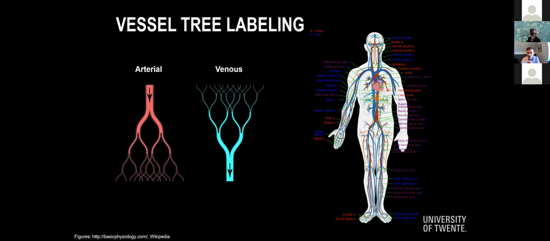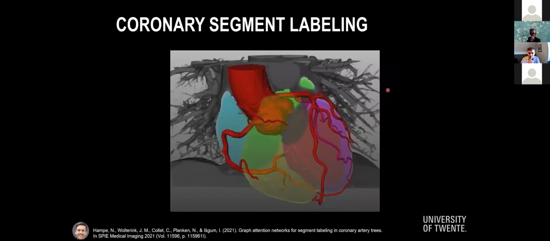So you see on the right an example of just a subset of names for arteries and veins in the body. And what we are particularly interested in are the coronary arteries. And this is actually work by Niels Hampe, who presented this last week at SPIE Medical Imaging and was also nominated for the Best Student Paper there on work for automatic coronary segment labeling.